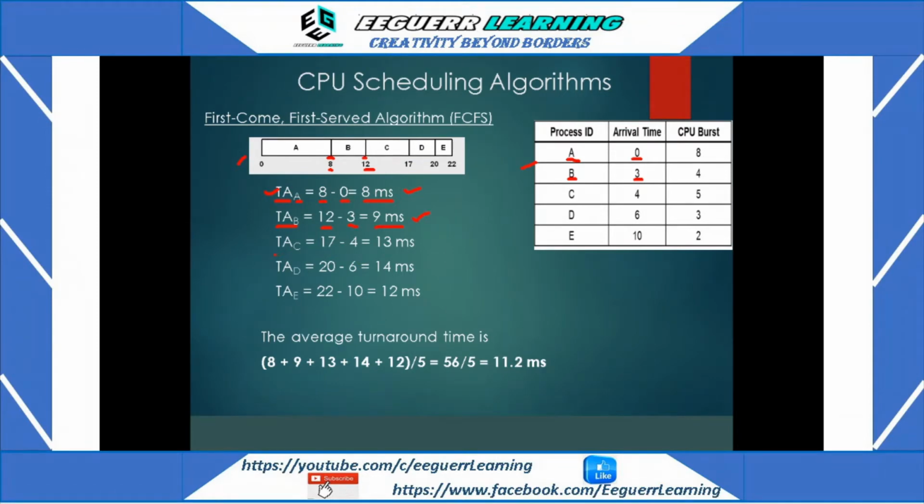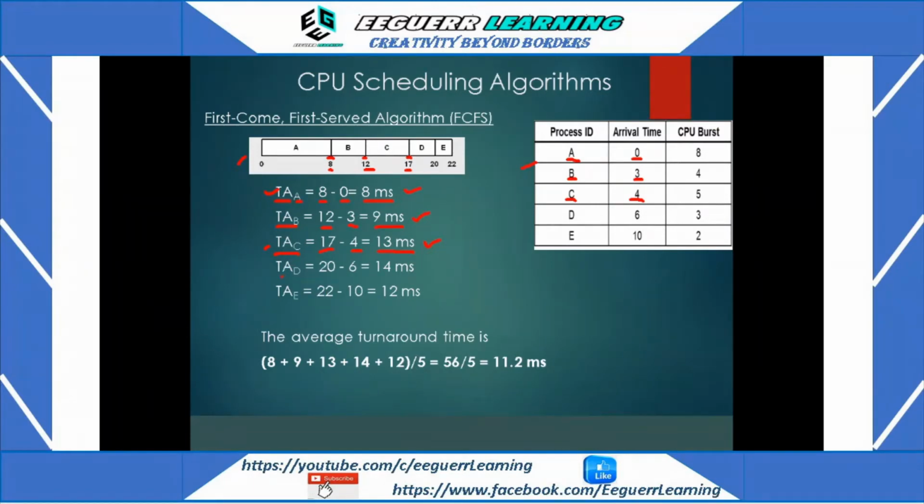So next is the turnaround time of process C, and we're going to look at the head part of letter C, which is 17, and place it here, 17. And we're going to look at the table of process C and get the arrival time of 4 and place it here. Now subtract the values: 17 minus 4 is equal to 13 milliseconds, and the turnaround time for process C here is 13 milliseconds.